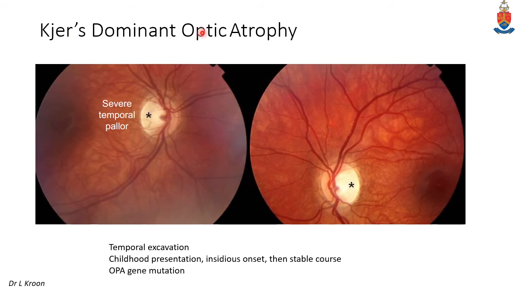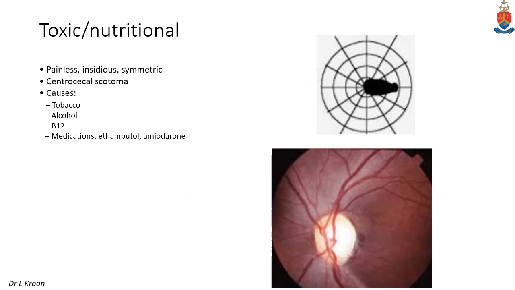Kjer's dominant optic atrophy is another genetic disorder. Patients typically have severe temporal pallor and scooping of the optic nerves. This is due to a mutation in the OPA gene, and the presentation is typically bilateral in childhood with a slow onset and stable course over time.